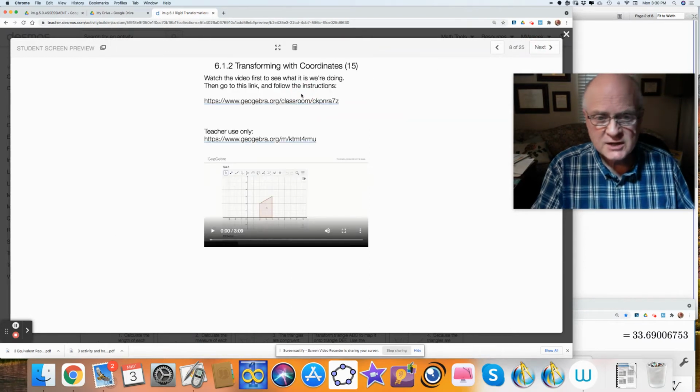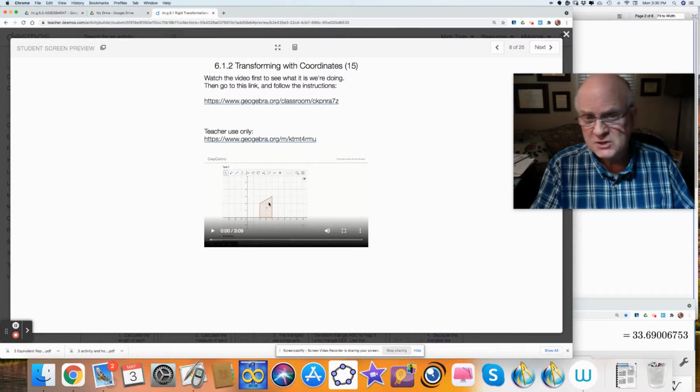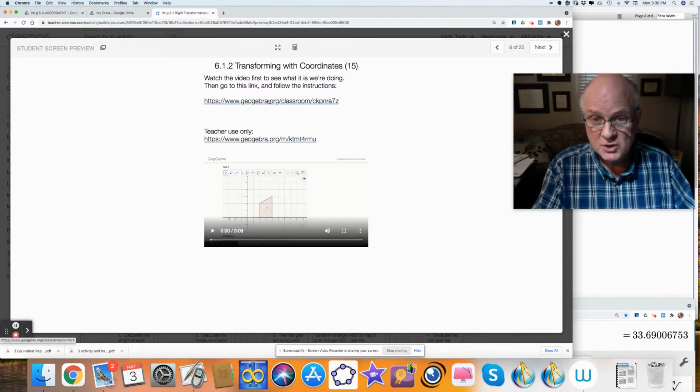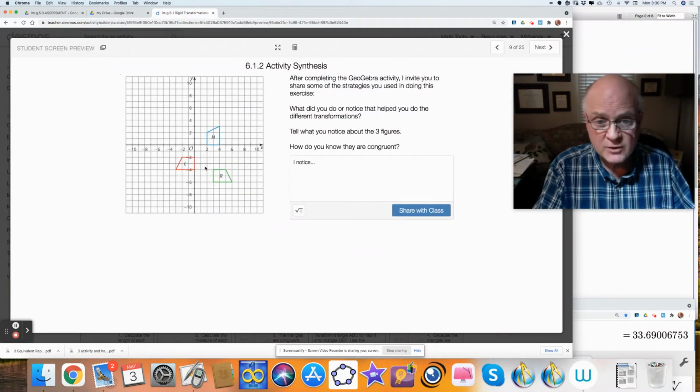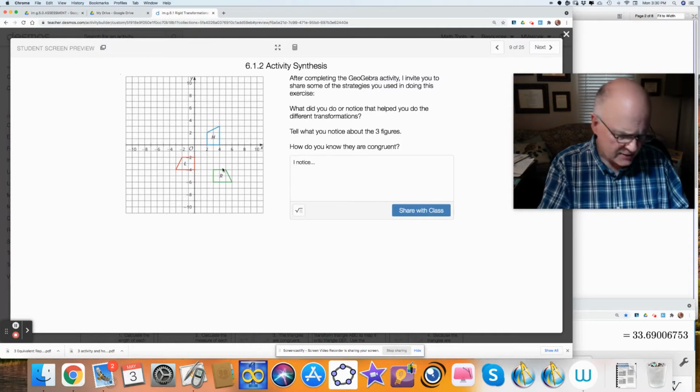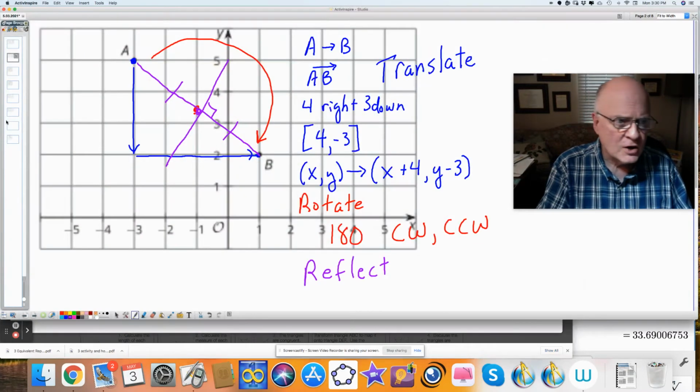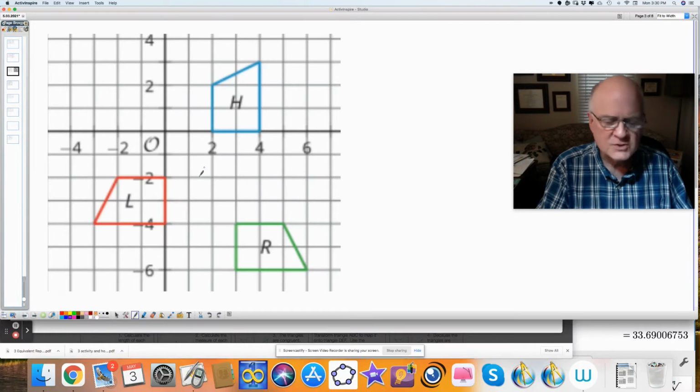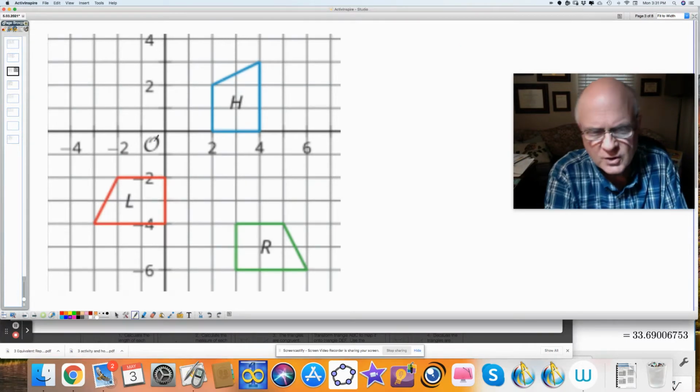Now let's translate with coordinates. Here is an activity. This explains how to do it. You can follow the GeoGebra and try it. When you are done, you'll end up with this figure. And the real question I have is, how do you know that these three figures, these three triangles, are congruent? How do you know that?